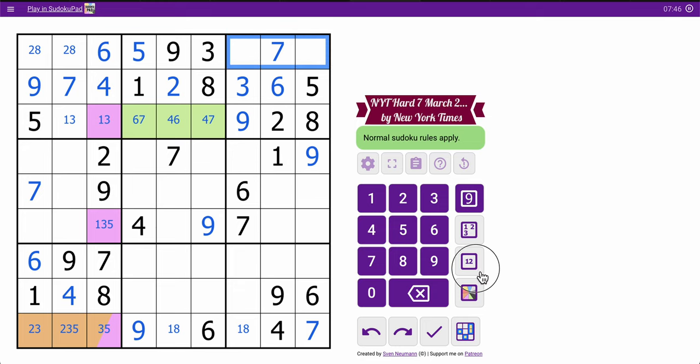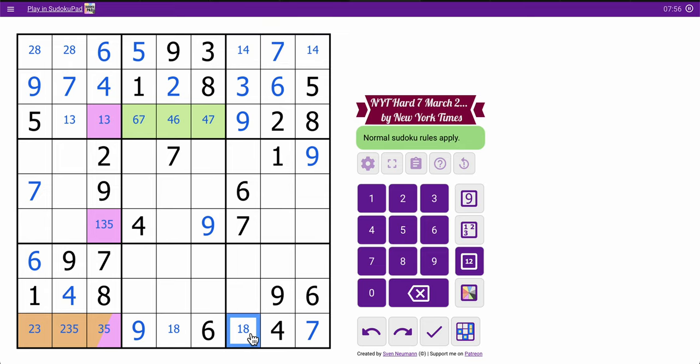Okay, this is now a pair in row 1 and box 3, 1 and 4, which are not resolved. That 1, 4 and this 1, 8 could be interesting, but I don't think I have anything else to go with it as yet.